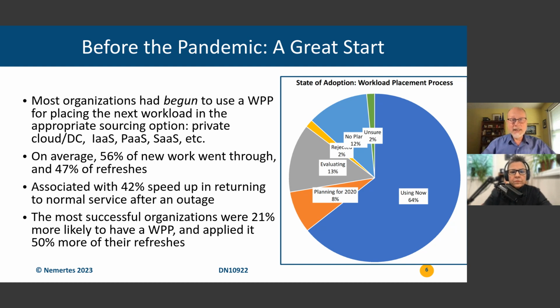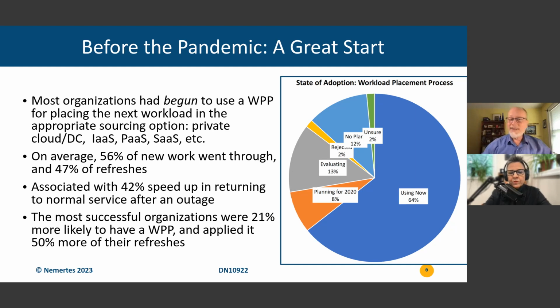Most organizations had at least begun to use a workload placement policy and process to drive their placement of their next workload. And on average, they were putting about a little over half, about 56% of the new workloads coming their way, through that process. And that suggests that some big fraction were getting the well, duh treatment and not going through the formal evaluation, or that they were coming in over the transom or under the door slot and not getting proper process to begin with. So there was still a lot of progress to make there.